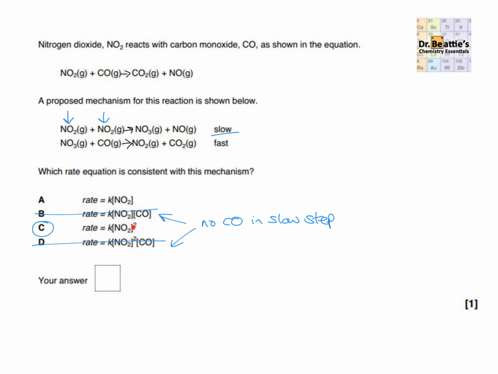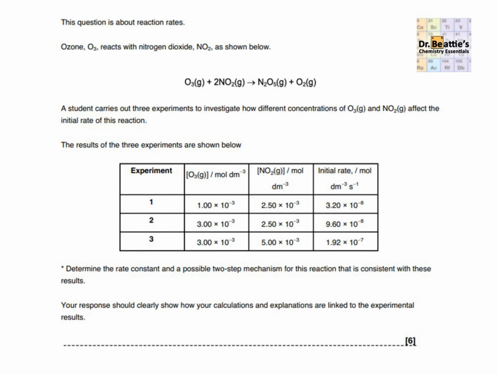Now, C is the right answer because it's to the power of 2, and that links directly with how many molecules of NO2 are in the slow step, and there's 2 molecules here. Whereas this would only fit if there was 1 molecule of NO2 in the slow step. So this exam question, which is the final one of this video, is going to use some of the skills you've looked at in previous videos.